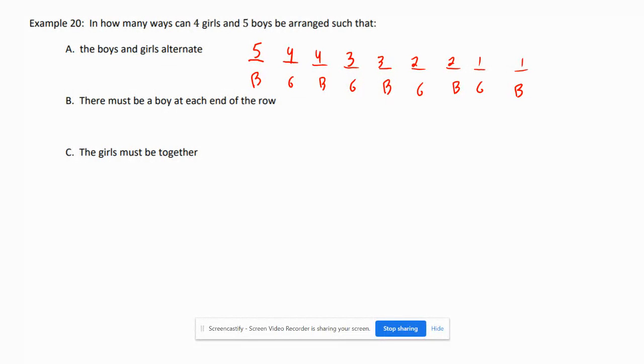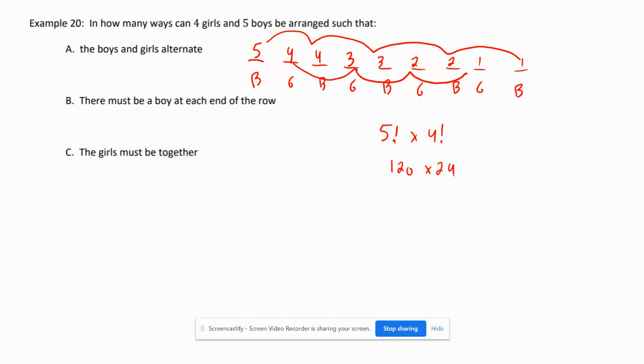So really, this one series of numbers is just 5 factorial, and this series of numbers here is 4 factorial, which is 120 times 24. Bear with me, guys. I'm just going to go do this on my phone over here.